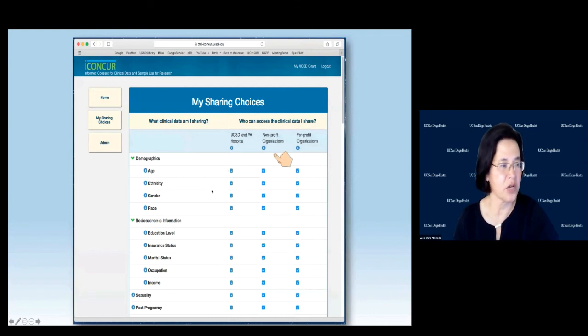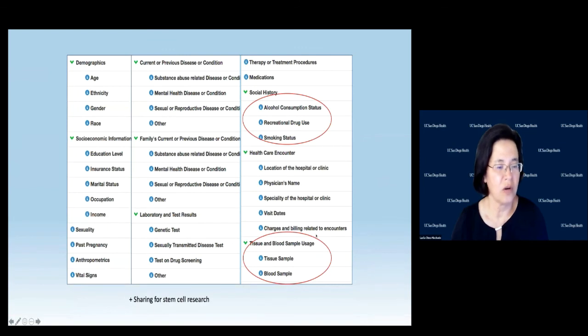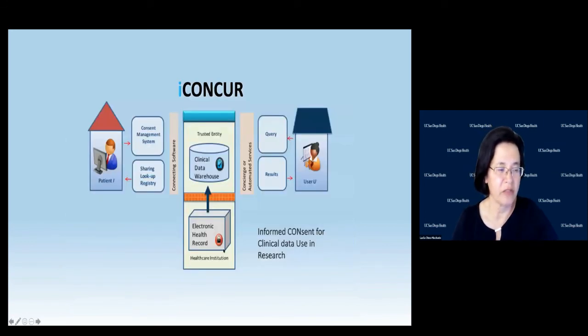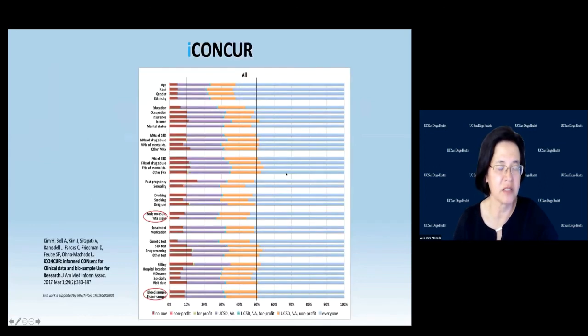Again, this was years ago, in terms of each item. Do I want to share with UCSD and the VA hospital locally? Do I want to share with nonprofit organizations or profit organizations? And then we wanted to study these data sharing choices. And for 2 years, this pilot ran at UCSD, and we honored those data sharing preferences. So we wanted to know about tissue samples as well as so-called sensitive data. And this ran on top of our clinical data warehouse, in which we would then establish these interfaces.